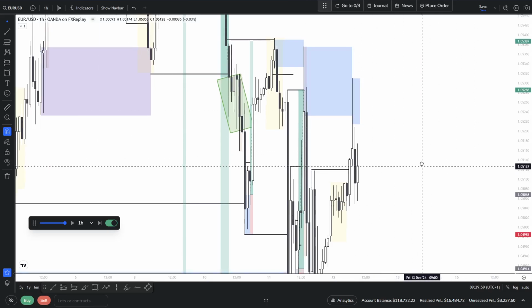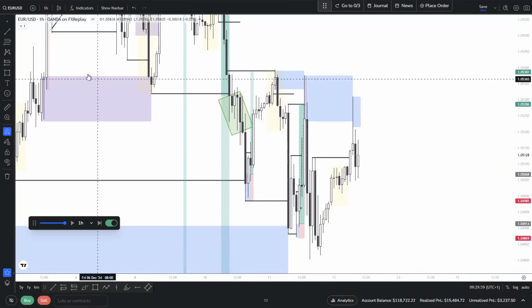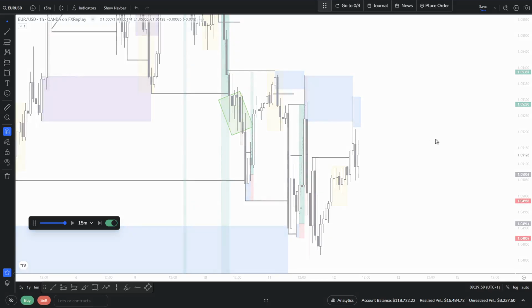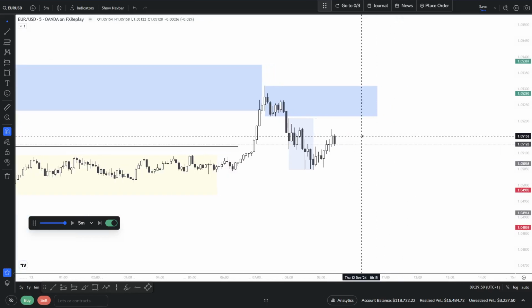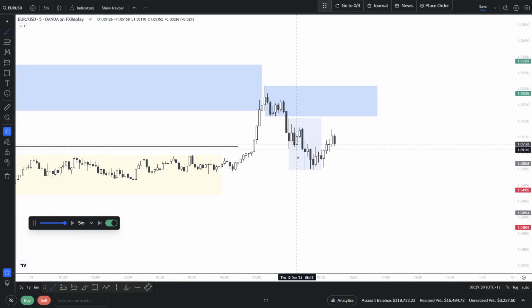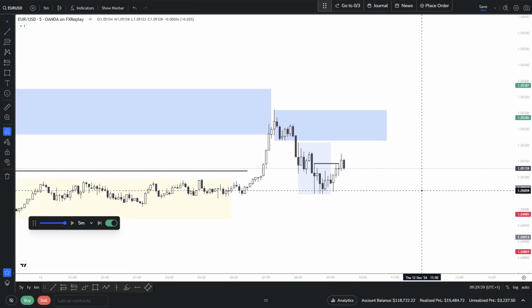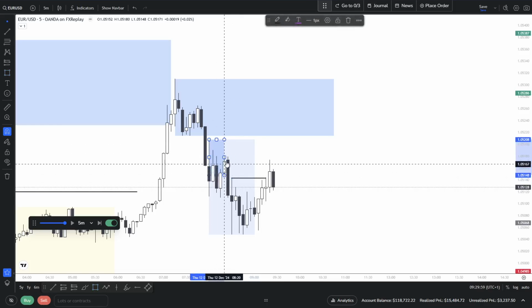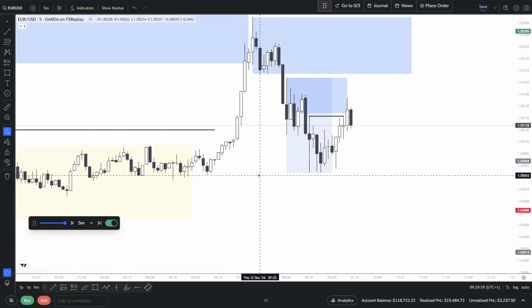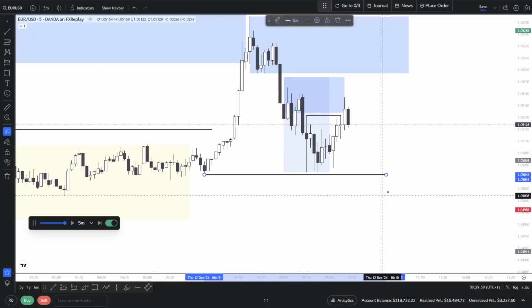Okay, cool. Oh, damn. H1 has this nice rejection. Okay, good. Just bear with me, guys. I'm planning my context at this moment. Okay, price came back. This sort of inducement came back into this decisional mitigational zone, right? And with that relative equal low, so we can.